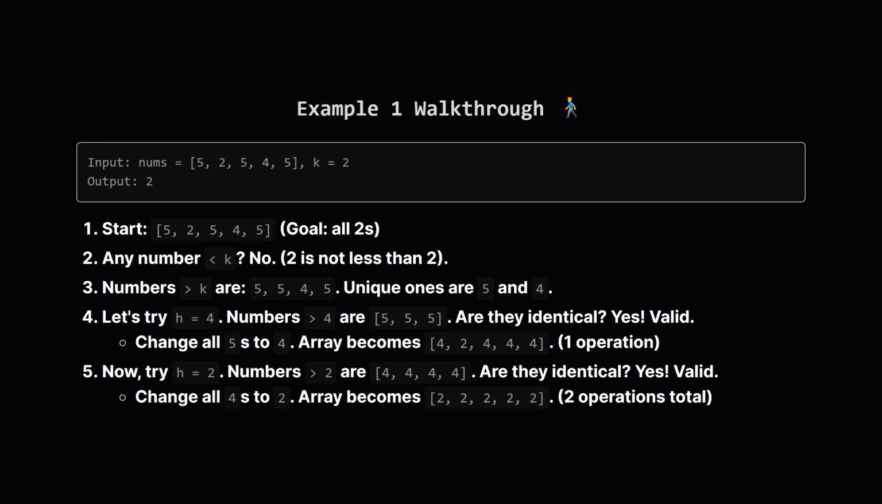Now we want to get to 2. Let's try h equals 2. Are all numbers strictly greater than 2 identical? The numbers greater than 2 are all 4s. Yes, they're identical. So h equals 2 is valid. Change all 4s to 2s. The list becomes 2, 2, 2, 2, 2. We did it. That took 2 operations.